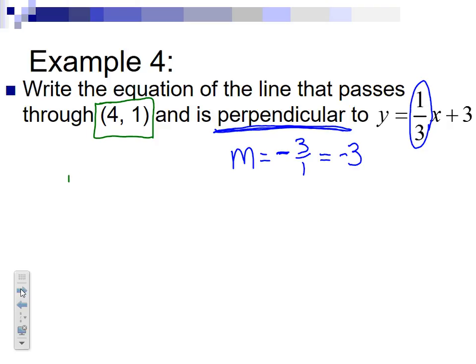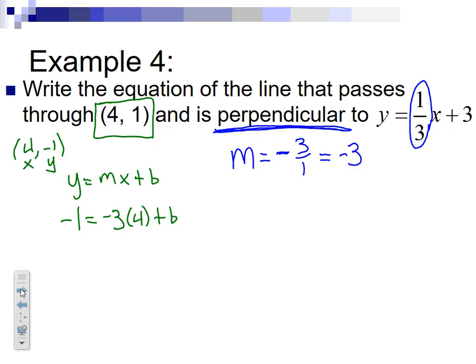So first I'm going to do y equals mx plus b. I know my slope, and I know my point. My point is 4, -1. So that's my x and my y. So I have -1 equals, my slope is -3 times 4 plus b. Then I'm going to get -1 equals -12 plus b, plus 12.